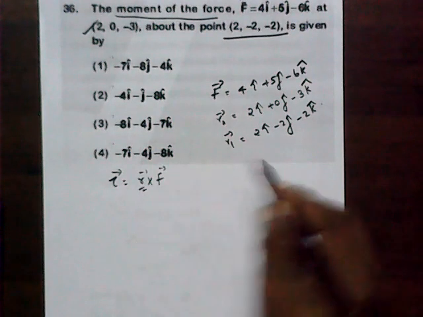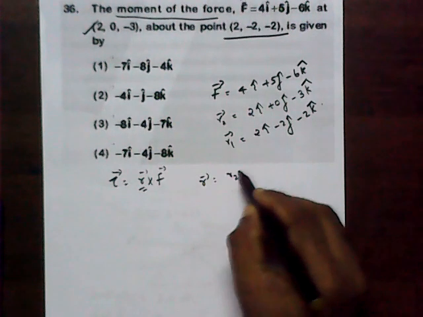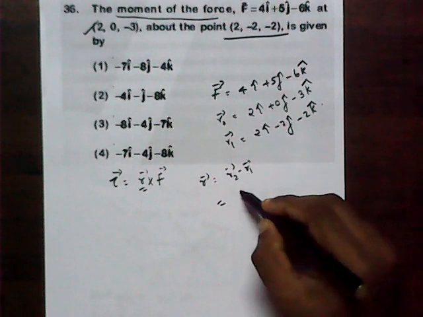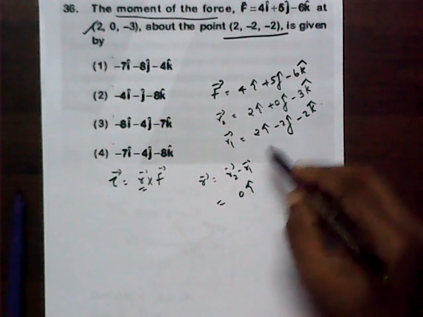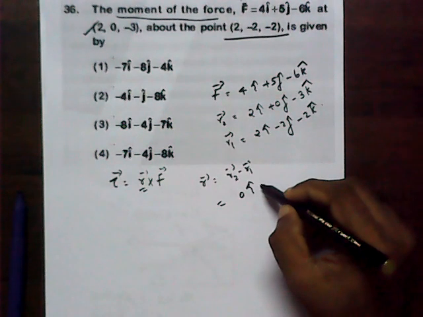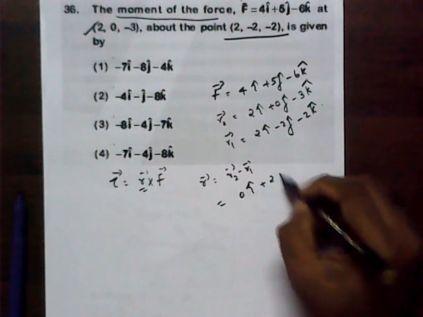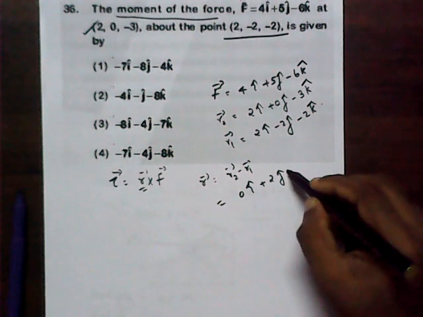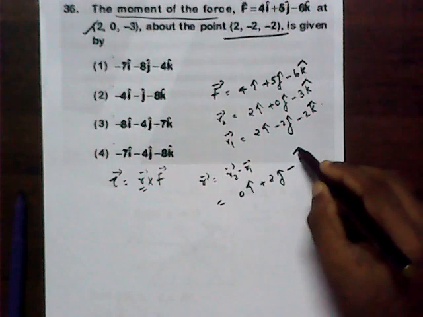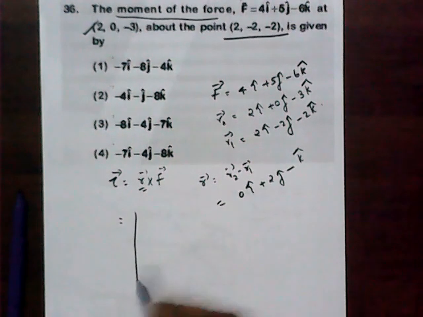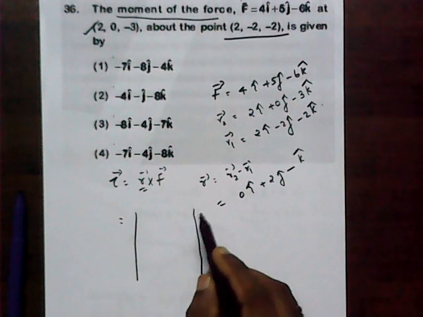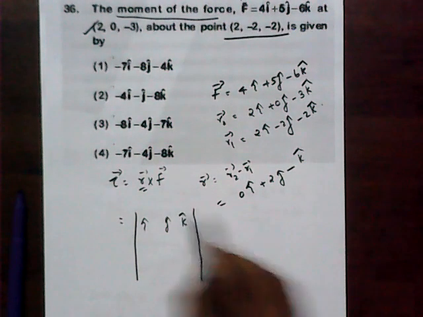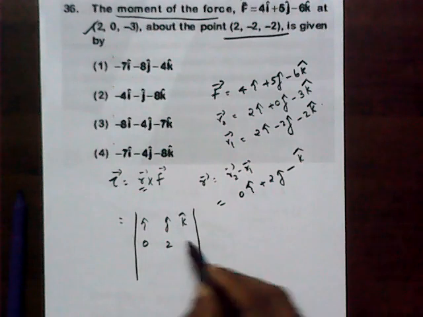So we need to find what r is. r is nothing but r2 minus r1. So 2 minus 2 is 0i, plus 2j, and minus 3 minus 2 is minus 1, so minus k. The value of r is (0, 2, -1).